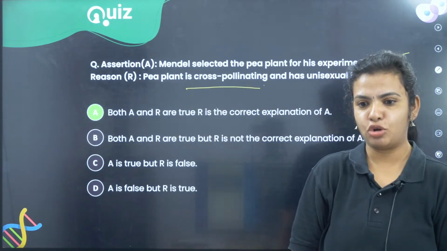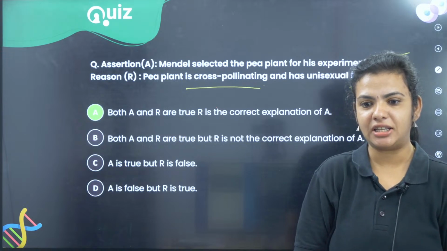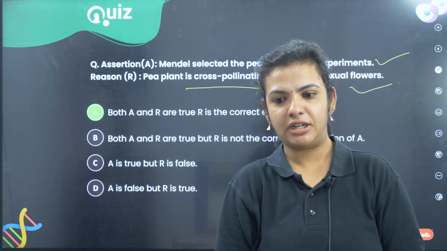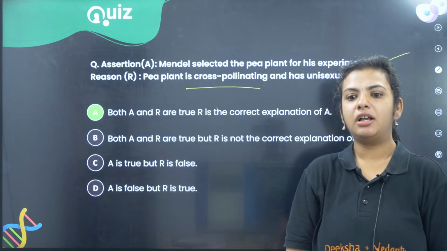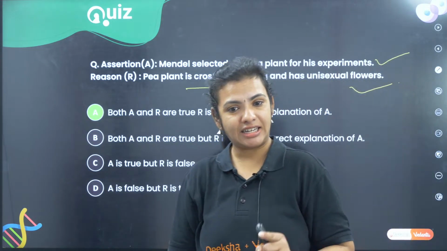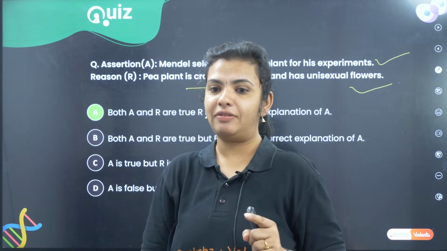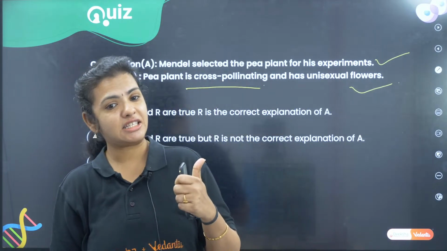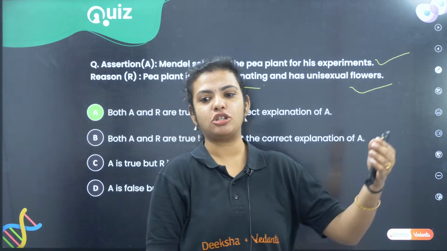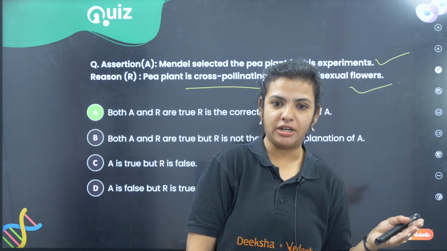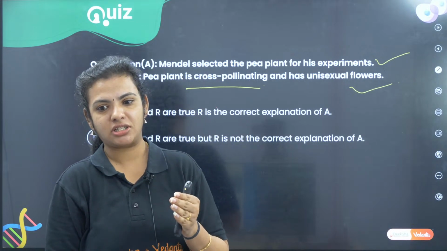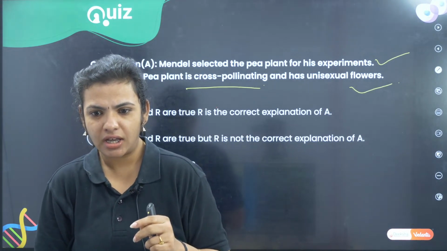Okay. Yes, Purvika. Earlier you had given D, I think. Okay. But it is not D. Now you have given A. Yes. Alright. So here Mendel selected the pea plant, that is Pisum sativum, which is correct. And the reason why he selected that is because of a few characters, because it has self-pollinating as well as unisexual flowers. Okay.